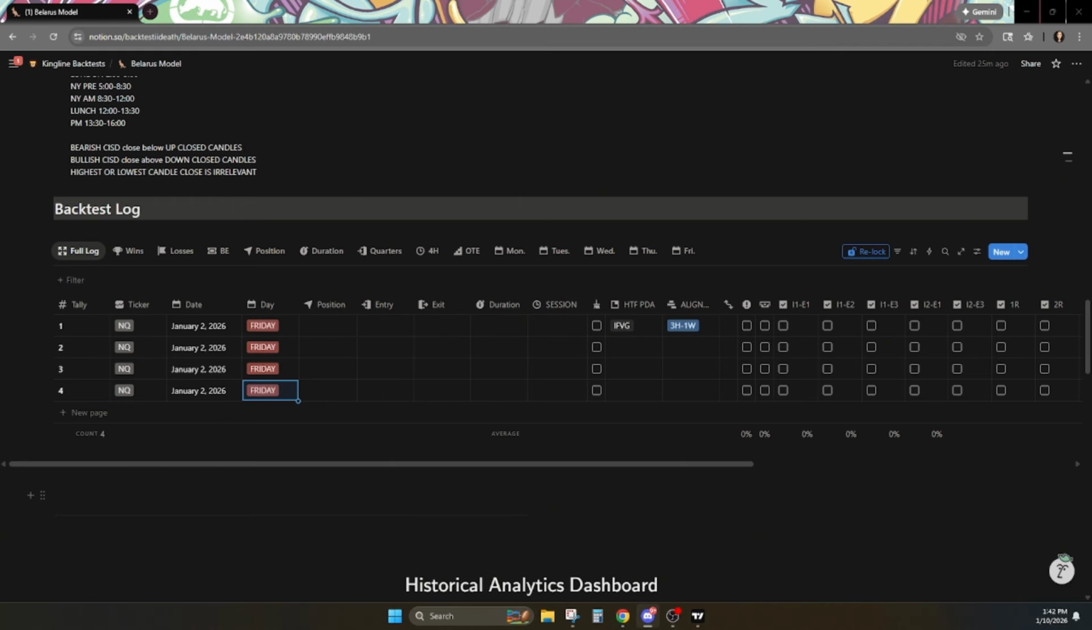Oh, sorry, Cypher. How do you structure the 3 entries? Do you draw a box from the low to the CISD and divide it into 3 parts? Yes, that's exactly how we do it.